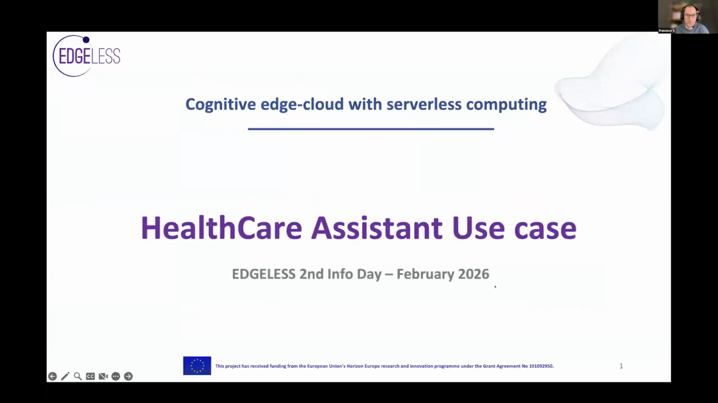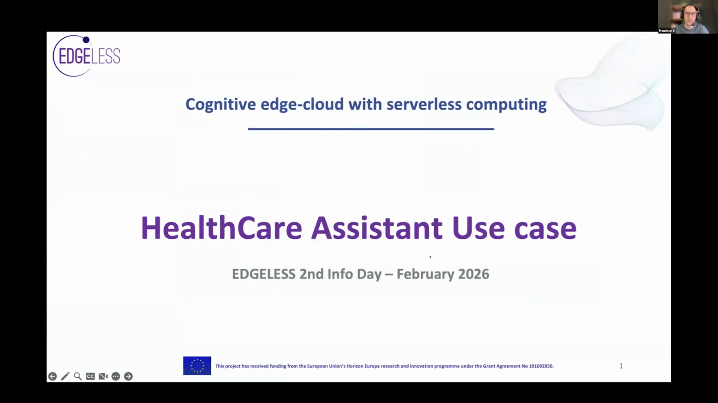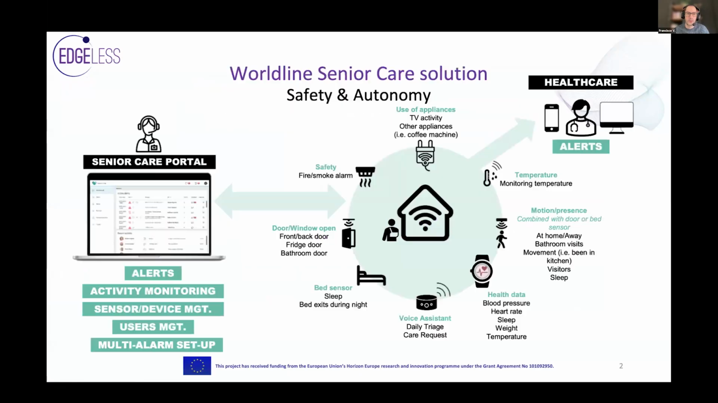Okay, so I'm Fran from Borderline, and I'm going to present the healthcare assistant use case. I'm going to start this presentation talking about the senior care solution that we have in Borderline. This is a healthcare solution for caregivers and family members of senior people that allows them to monitor the activities and also the alerts or anomalies of these senior people at home.